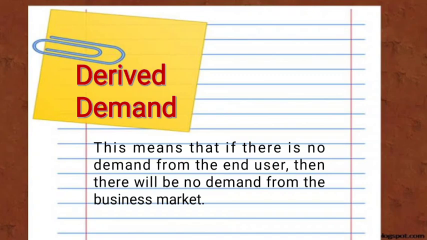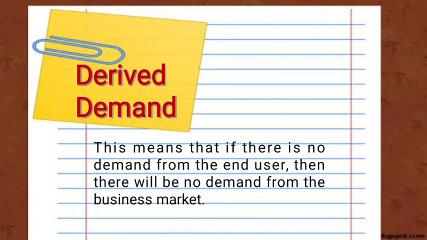And this is very important for you to comprehend the concept of derived demand. This means that if there is no demand from the end user, then there will be no demand from the business market. So, in the derived demand, the business market actually have derived demand from the consumer market. Why? Because if there is no demand from the end user or the consumer market, then there will be no demand from the business market.